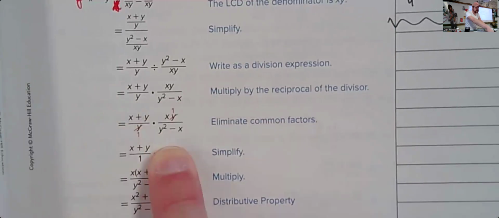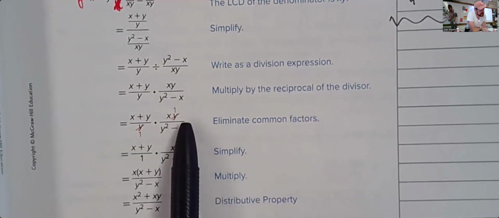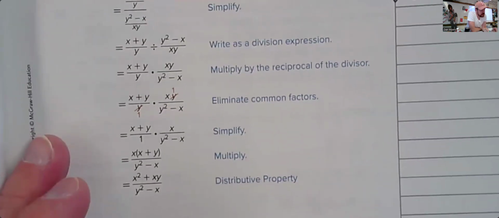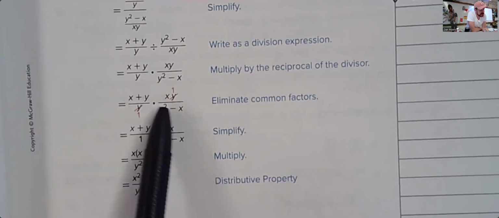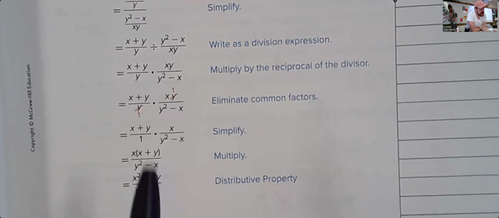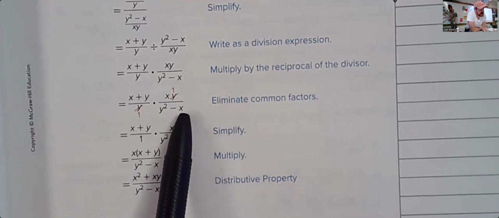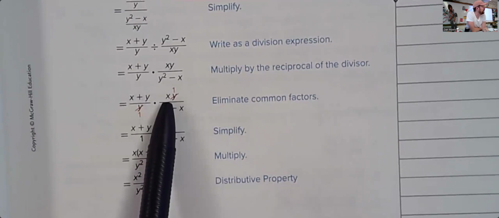Then we're going to eliminate common factors. Because we're multiplying, we can do our cross-canceling system here. So this y can cancel with that y. Now, why are we not canceling out any x's or y's across this way? Who can tell me that? Why does that x not cross out or cancel with this one or that one?